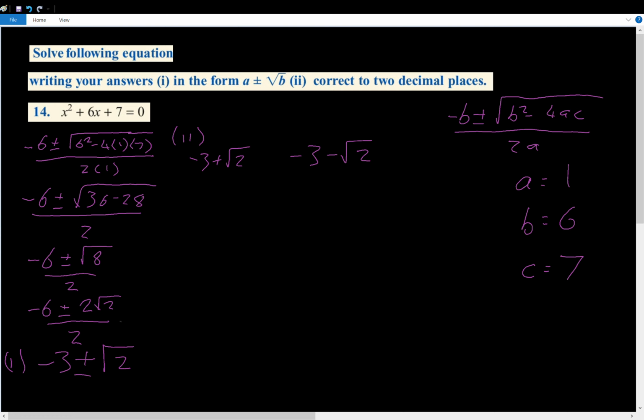minus 3 plus the square root of 2, which is equal to minus 1.59, like that. And if we say minus 3 minus the square root of 2, then in that case we're going to get minus 4.41. And those two numbers are both rounded to 2 decimal places. The actual number on the calculator is far longer than that. But that is this question done.